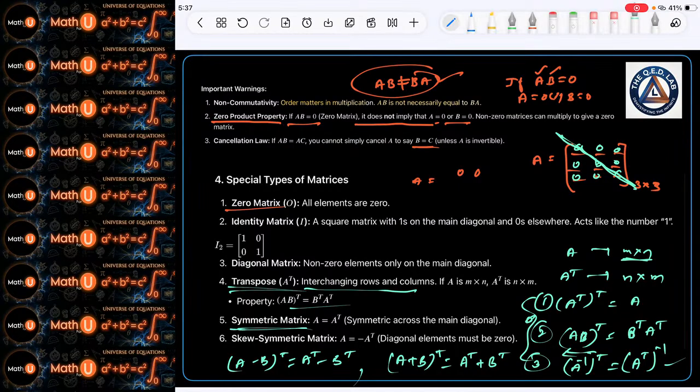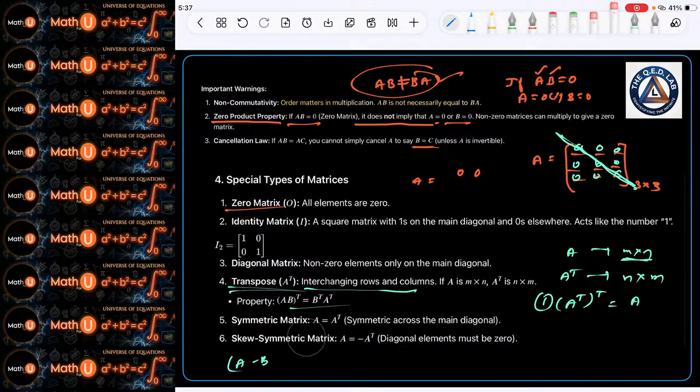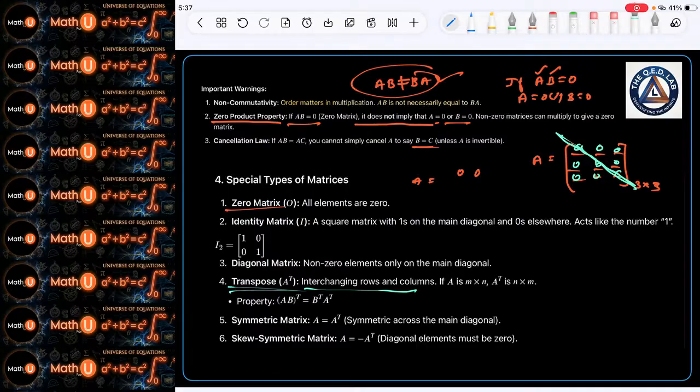And symmetric matrix means A is equal to A transpose. You should remember, symmetric across the main diagonal. And skew-symmetric matrix, A is equal to minus A transpose, and the diagonal elements must be 0. You should remember this one. See, in a symmetric matrix, A is equal to A transpose.